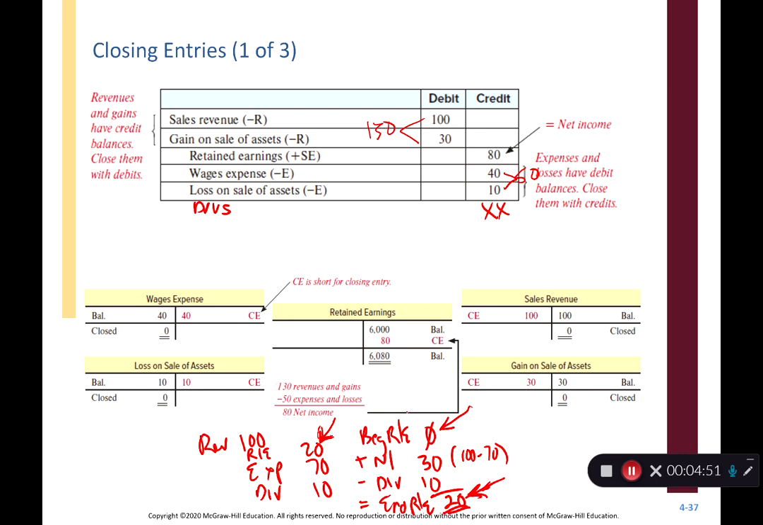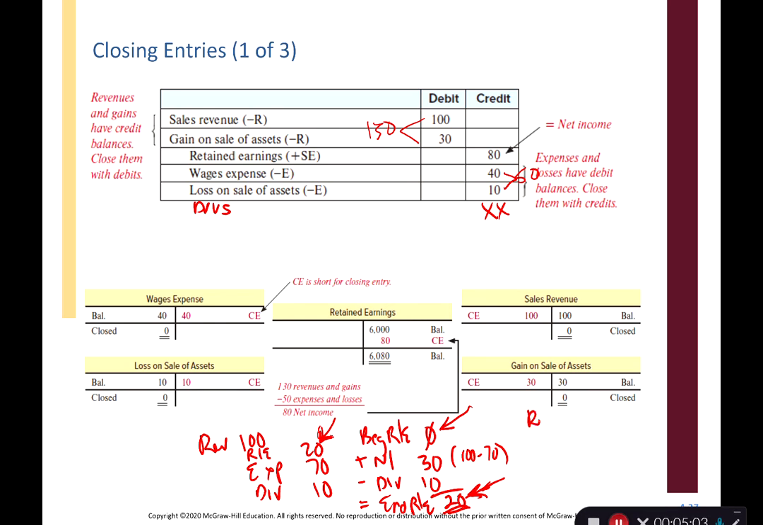The same would be true if we had a situation where our expenses and losses were greater than our revenues. So let's do that example. Revenues is 100, but now we're going to make our expenses 90 and our dividends 20. So now in this case, I have 110 on my credit side and 100 on my debit side. So I'm going to have to debit retained earnings by 10 to make it balance.